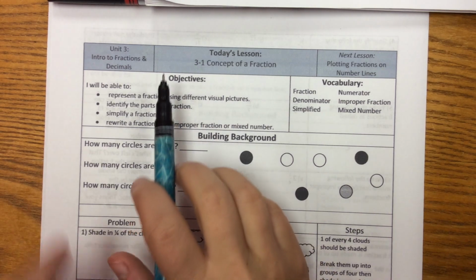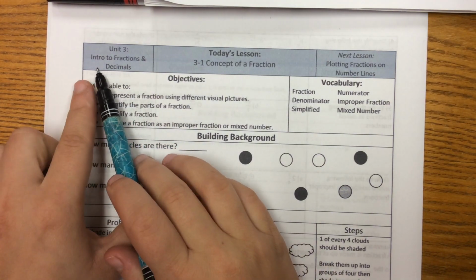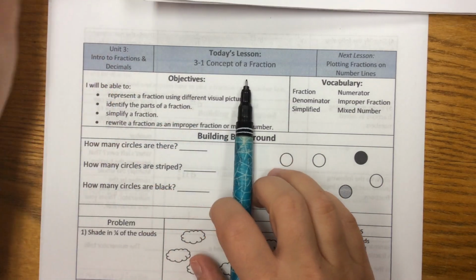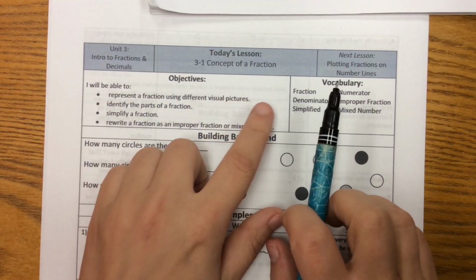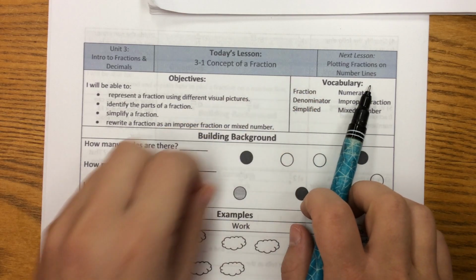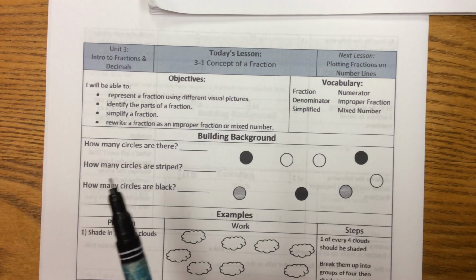All right, welcome to Chapter 3. So we're on Unit 3, Intro to Fractions and Decimals. Today's lesson is 3-1, Concept of a Fraction. And the next thing we're going to do is plot fractions on number lines. But before we can do that, we have to know what a fraction is.